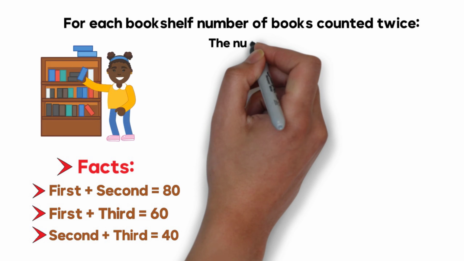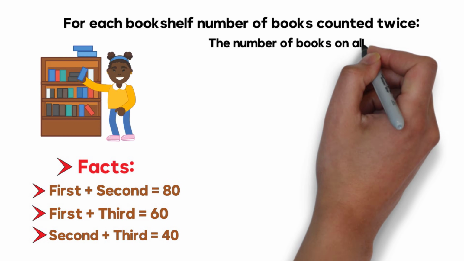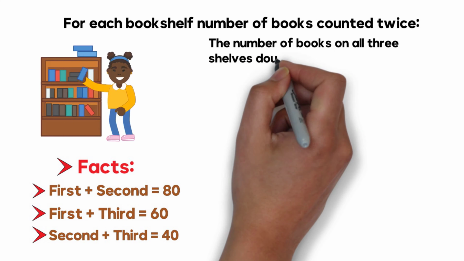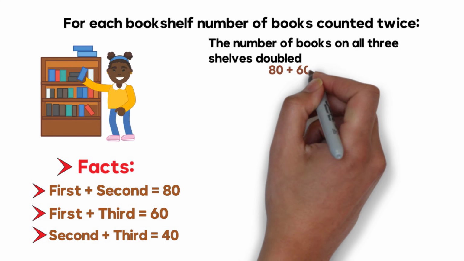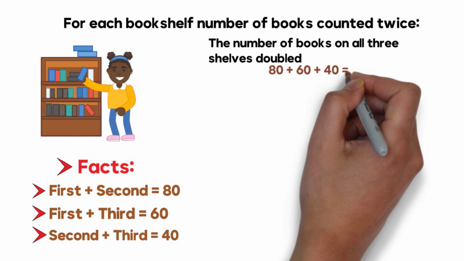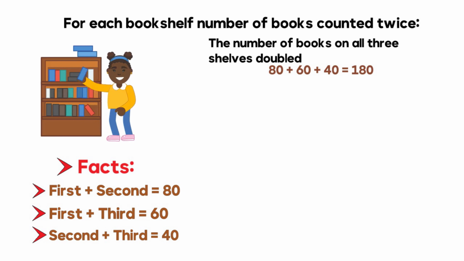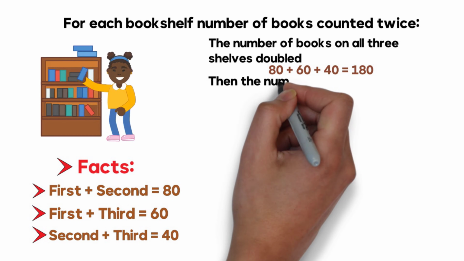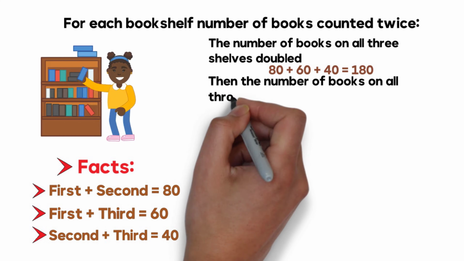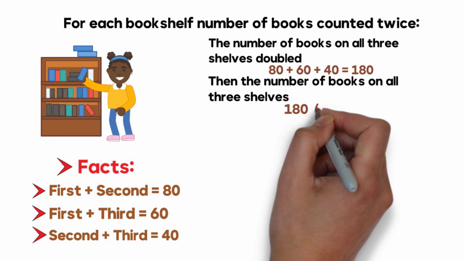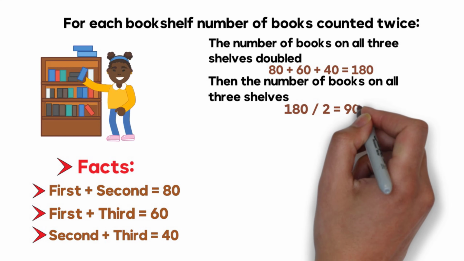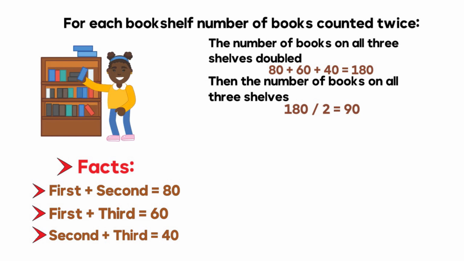So what we can do here, we can calculate doubled number of books on all 3 bookshelves. We can do it by adding up 80 plus 60 plus 40, and the result will be equal to 180. Because 180 is the double number of books, we can calculate just the total of books on all 3 shelves. We can do it by dividing 180 by 2, and the result is 90. And now we can calculate the number of books on each and every shelf.